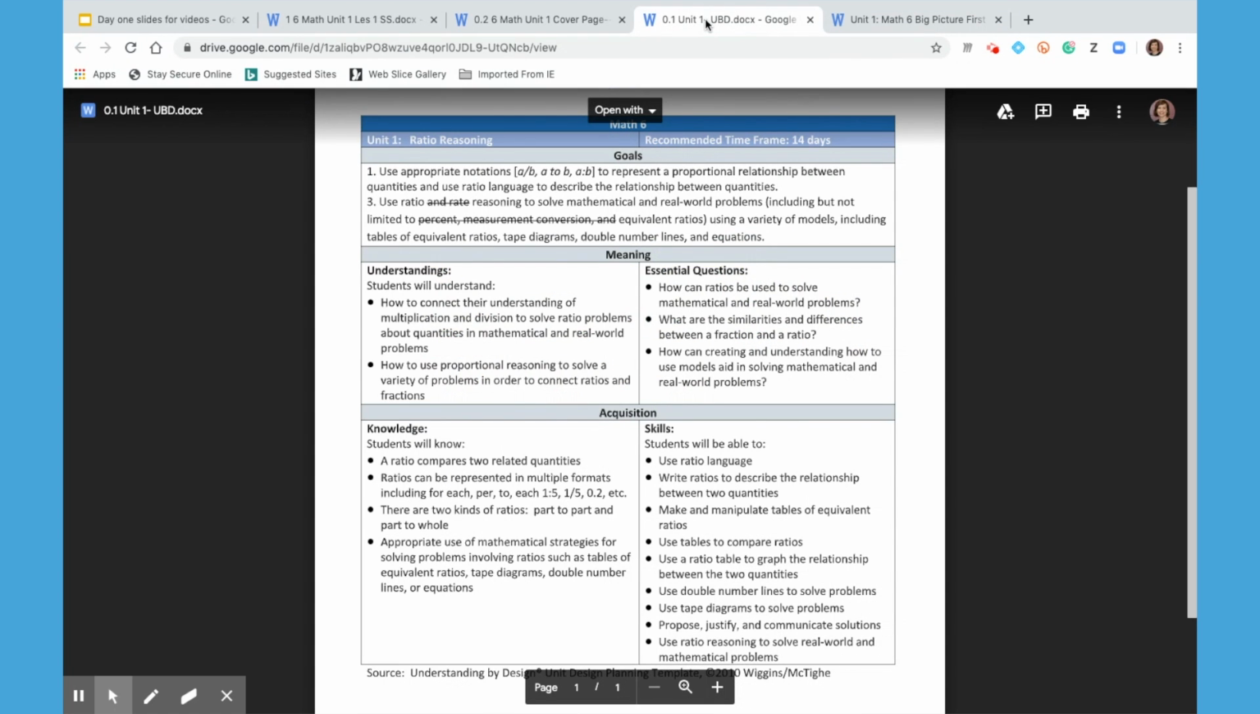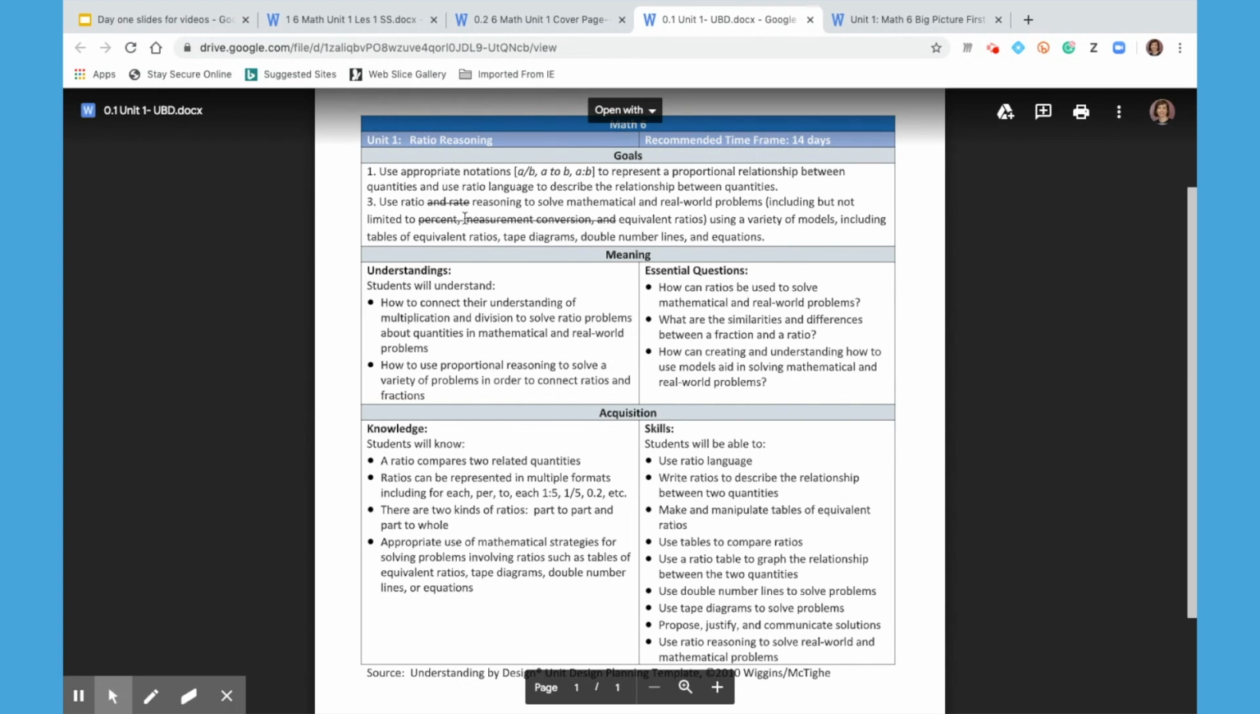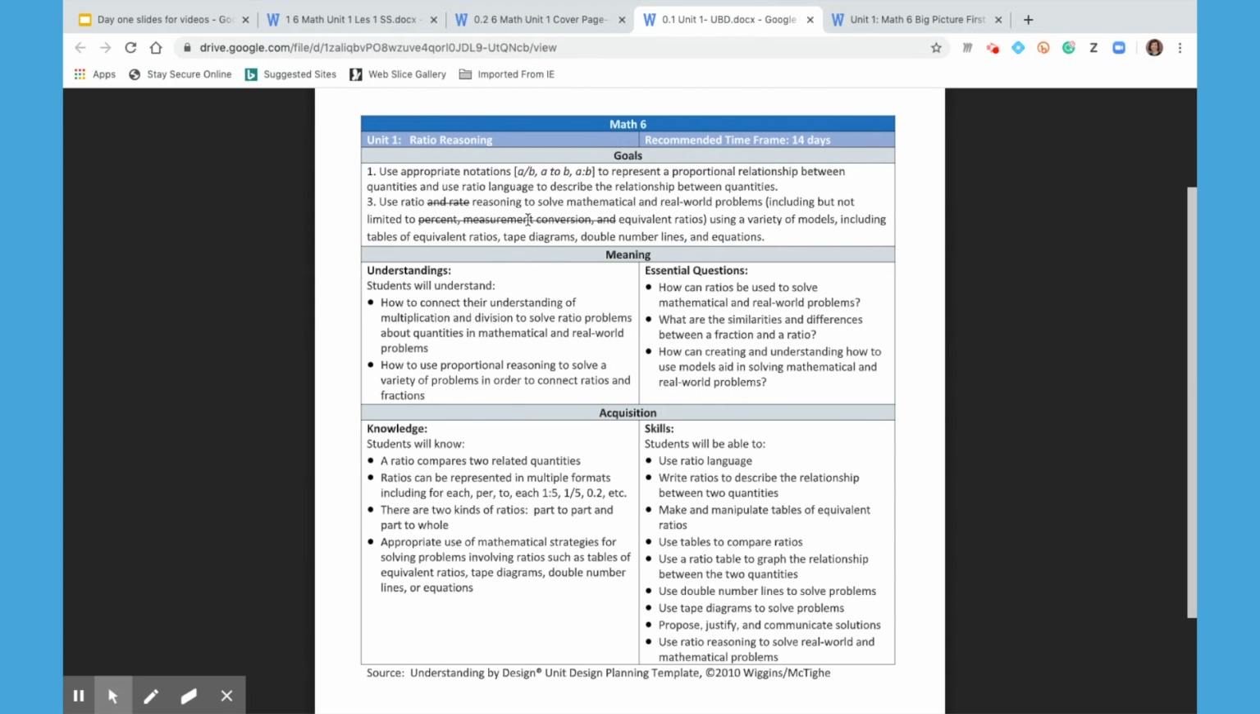Then we have our UBD. The UBD is the goals, the meaning, and the acquisition of this particular unit. If you notice, the goals are the actual course of study. So this reflects the actual new course of study that we have now. We have 1 and 3. If you notice there are lines here, those are also known as strike-throughs. That means that this unit includes everything within those courses of study except those areas that are struck through, and that will be next unit.